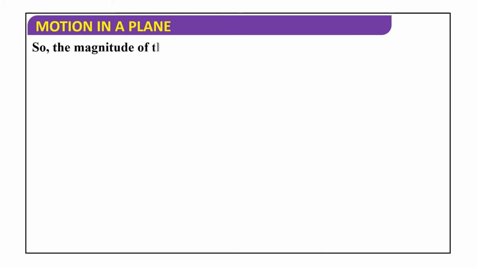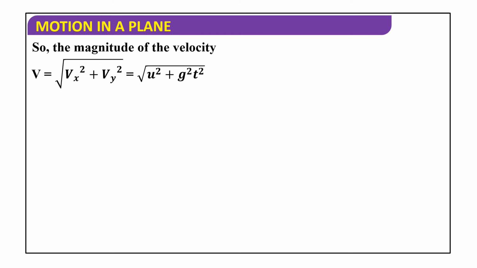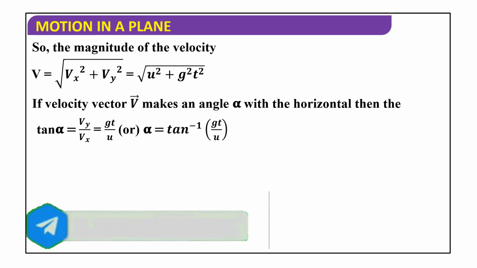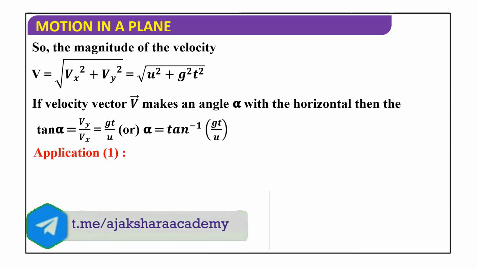Now the magnitude of the velocity v is equal to the square root of vx square plus vy square. Substituting, that is equal to the square root of u square plus g square t square. If the velocity vector v makes an angle alpha with the horizontal, then tan alpha is equal to vy by vx, that is equal to gt by u, or alpha is equal to tan inverse of gt by u. So first we will discuss application 1.